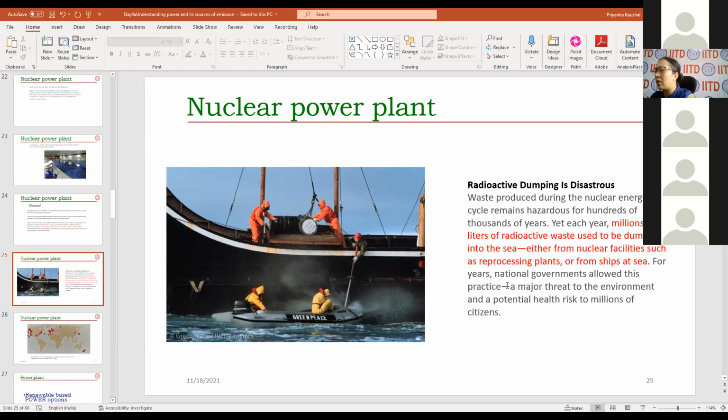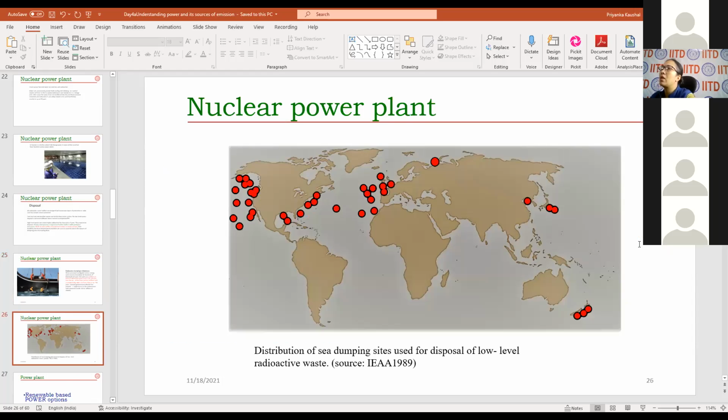But as you can see here, what I'm talking about is a very recent development. Before that, normally this is what the countries would do. They would take the nuclear waste and they would just dump it in the sea. And these are some of the nuclear power facilities. I think we have seen that earlier also, but you can see, sorry, this is the distribution of sea dumping sites used for disposal of low-level radioactive waste. And it was before that I was talking about, right, where the countries would go and dump their nuclear waste in the sea. So these are some of the sites that have been identified where they would dump their nuclear waste. But this is not the case anymore, as far as I know, but you may check.